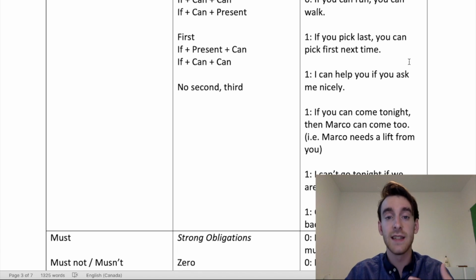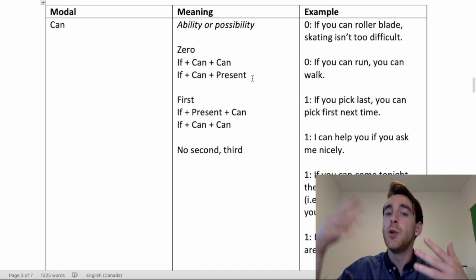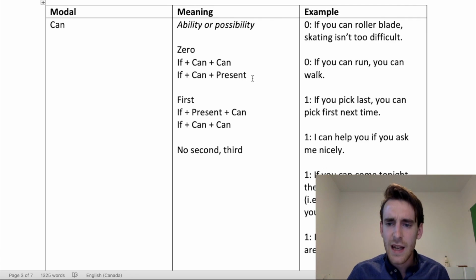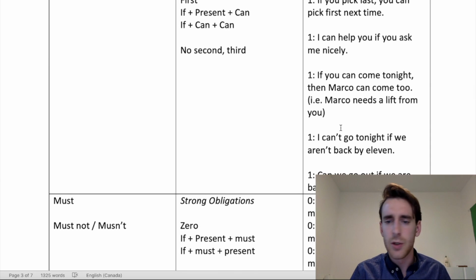Either we're emphasizing the ability or the possibility, right? Probably the possibility in this case. You can do it next time, okay? You'll have the possibility to do it next time. The same thing here, guys. Some more examples. What I wanted to show you, though, is I can't go tonight if we aren't back by 11. So also in the negative, you can do it, right?